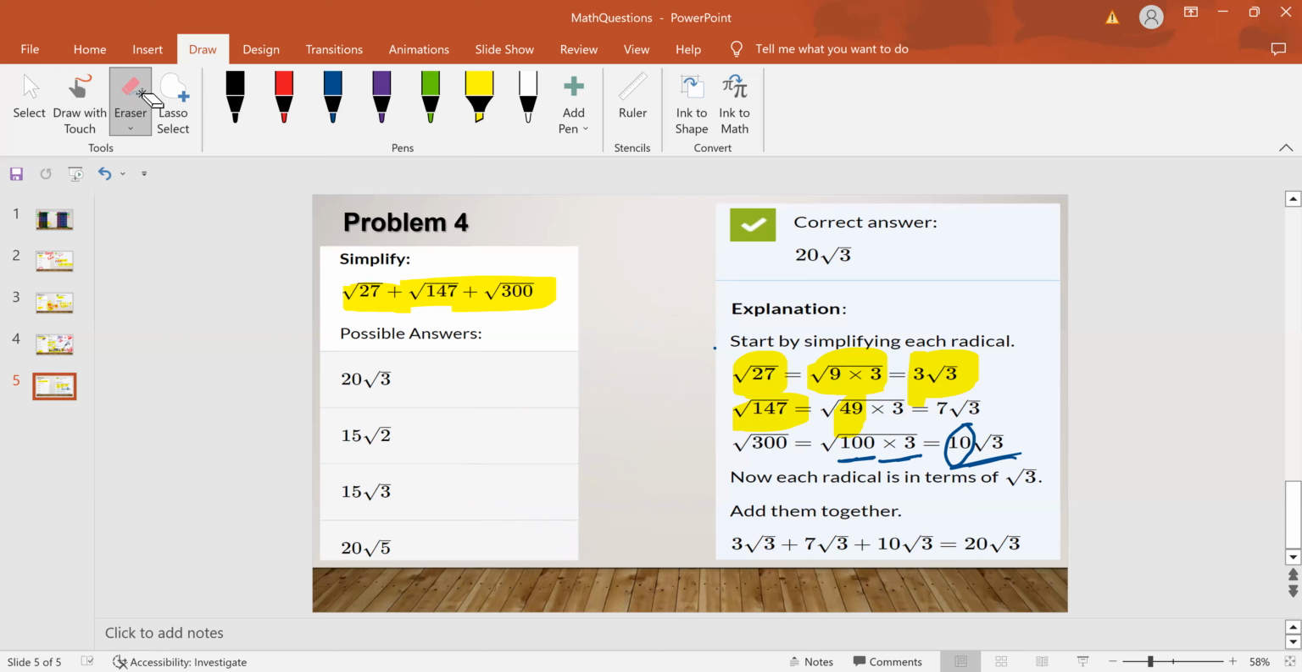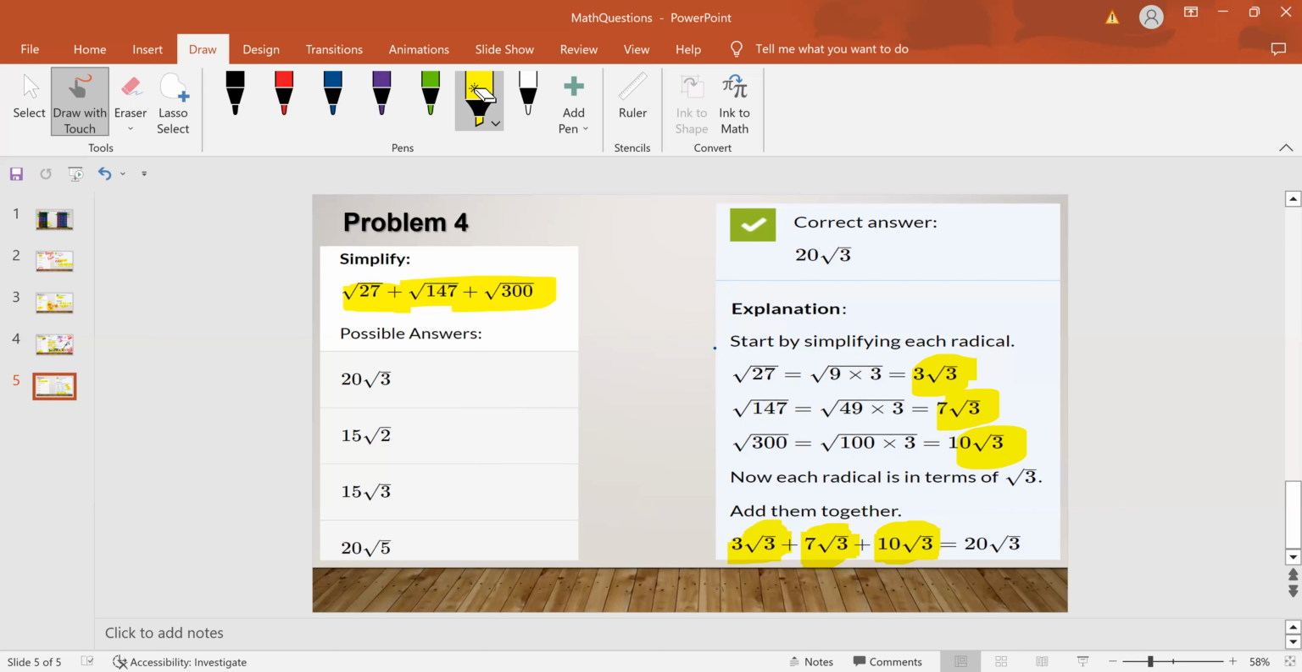Is to combine all these radicals or square roots. We're going to combine 3 radical 3, 7 radical 3, 10 radical 3. Having these, we're going to say that they are like terms. Why are they like terms? Because they have radical 3 in common. It's like saying 3 bananas plus 7 bananas plus 10 bananas, or 3 students plus 7 students plus 10 students, or 3 kids plus 7 kids plus 10 kids. So the radical 3 is the same for each one. That's the way you have to understand it.